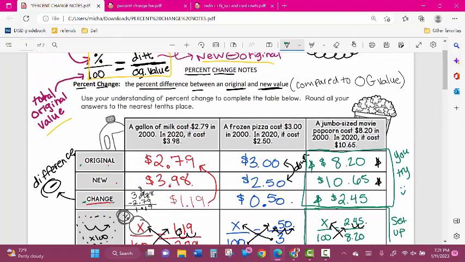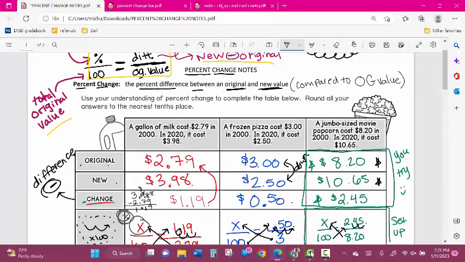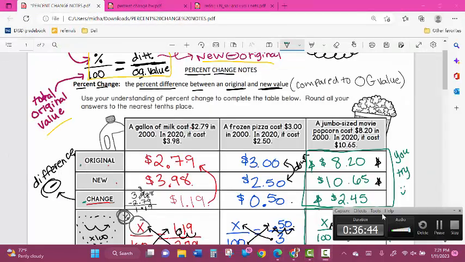Okay. How am I doing on the time? Oh no. Okay. How am I doing on the time? Okay, this should be far more than enough notes.